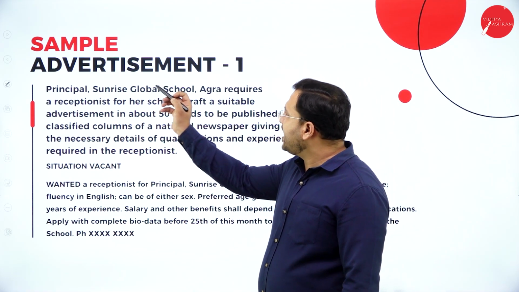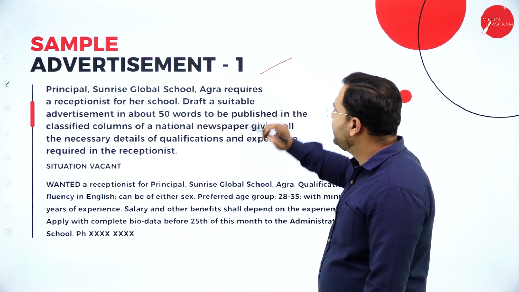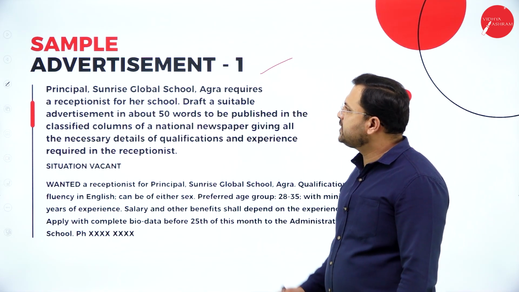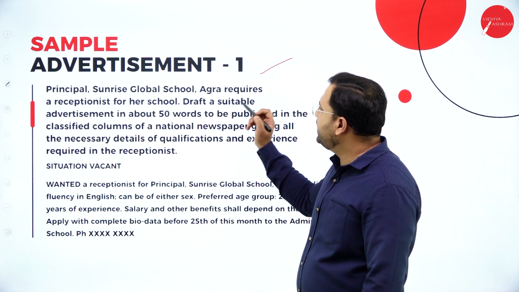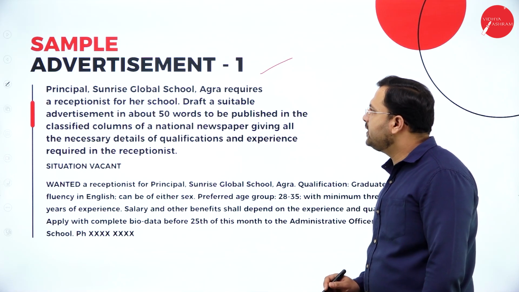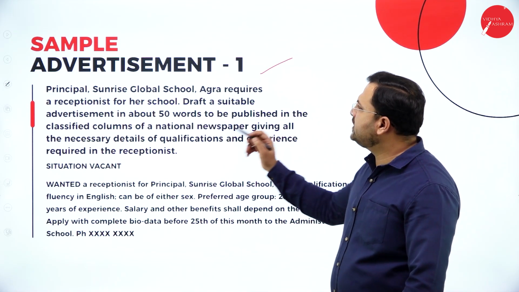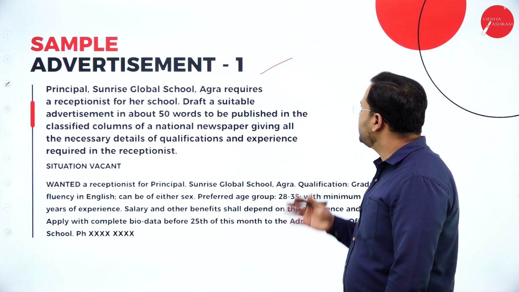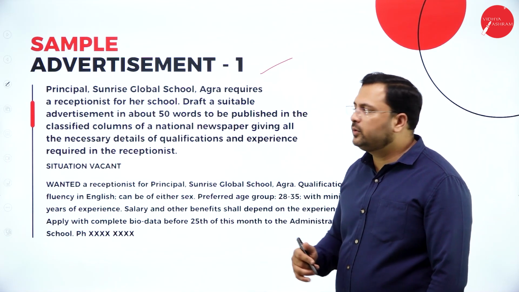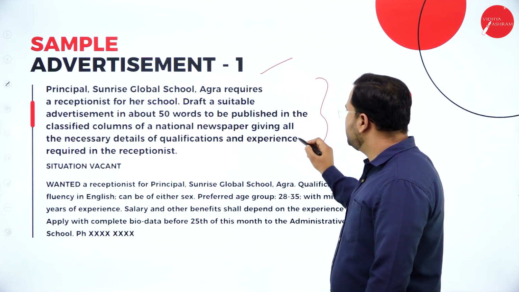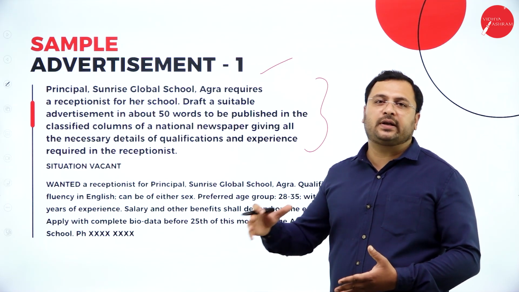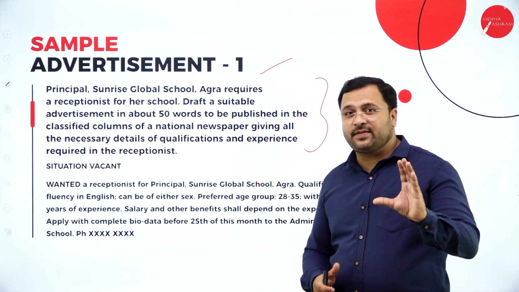So we shall go through a sample advertisement. Advertisement 1. Principal, Sunrise Global School, Agra requires a receptionist for her school. Draft a suitable advertisement in about 50 words to be published in the classified columns of a national newspaper, giving all the necessary details of qualifications and experience required in the receptionist. Now, how are you going to write? This is the question. This is how you will get it in your examinations, and this is how you get the information to create an ad in the classified section.